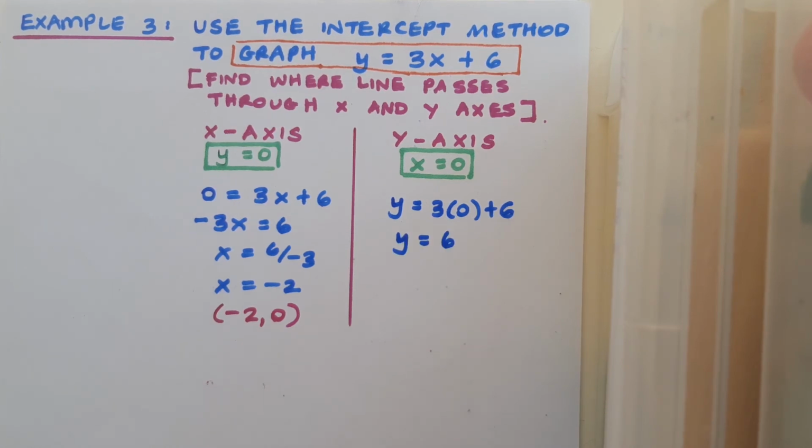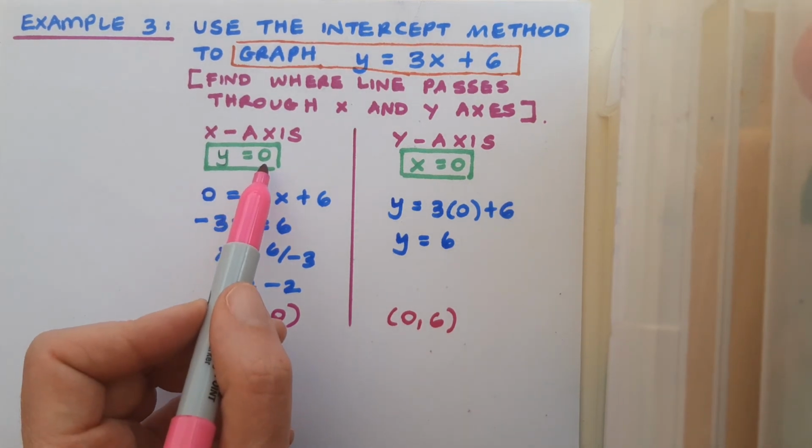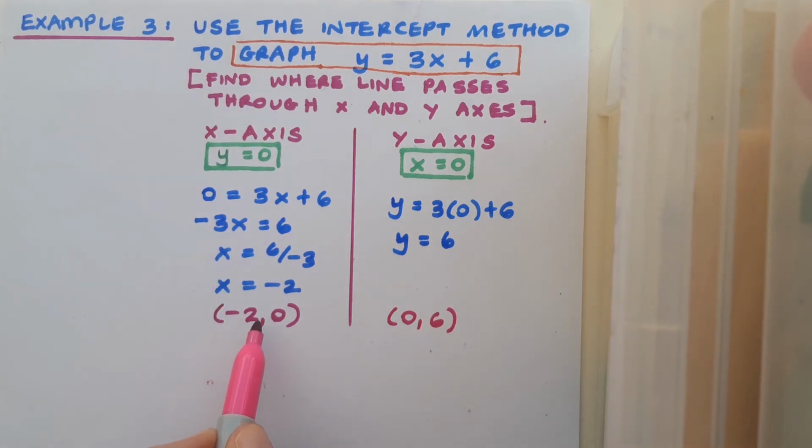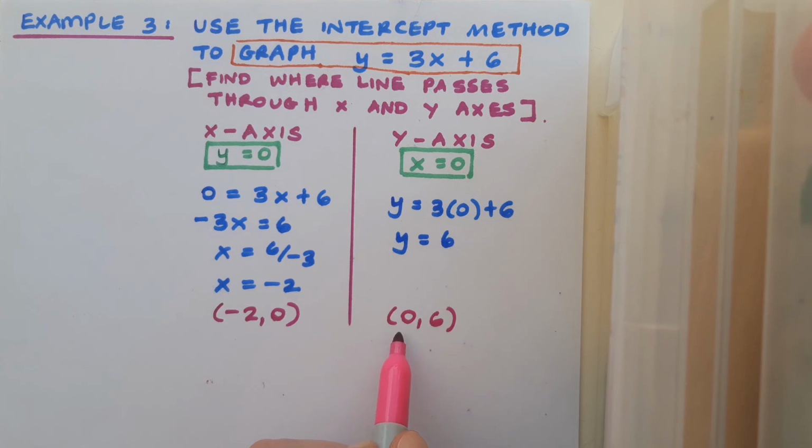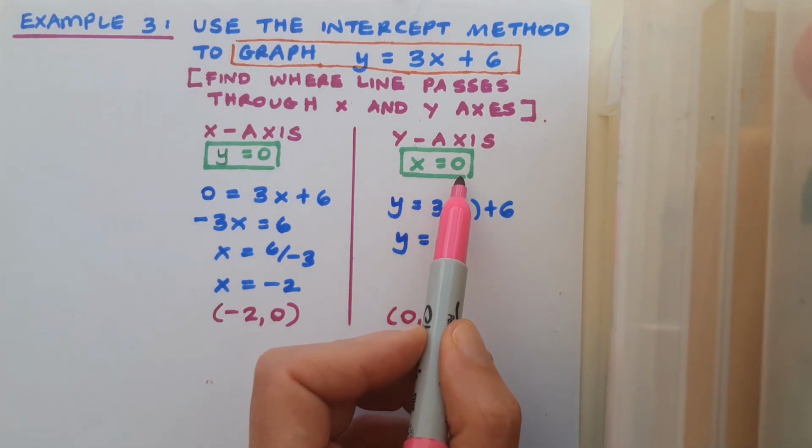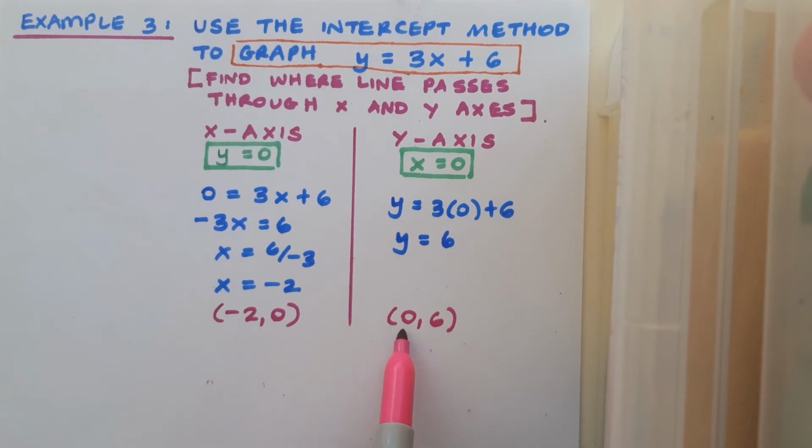Again, I want to make note of my point. This time my point is 0, 6. Notice that in my point for the x-axis, I put a 0 in this position because I've used y equals 0. X always goes first and y always goes second. And in this point for the y-axis, I put in 0 for x because I was told to use x equals 0. So this is my x value and this is my y value.